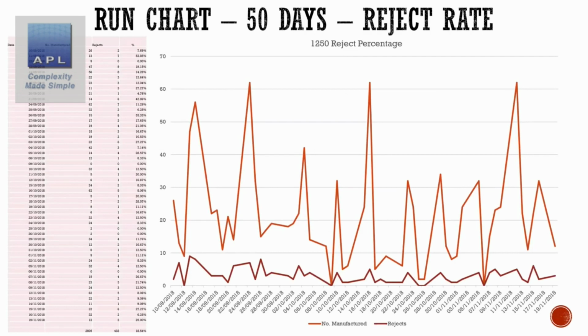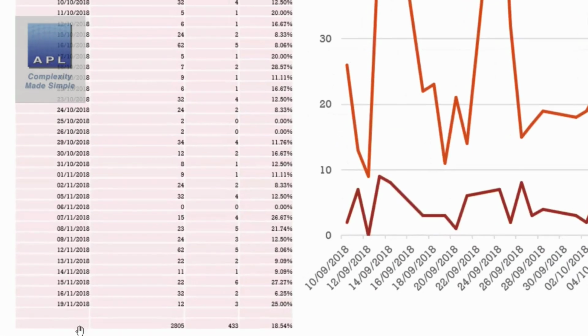Now here's 50 days of the reject data. The main graph, the big peaks up here, is the production quantity, so this is how many they made. The graph we're interested in now is this thing down here, because this is the reject rate. You can see the data on the left hand side, and if I just blow this up, it probably makes it just a little bit easier to see.